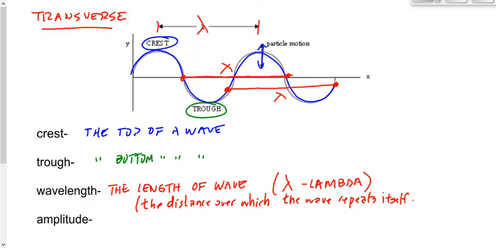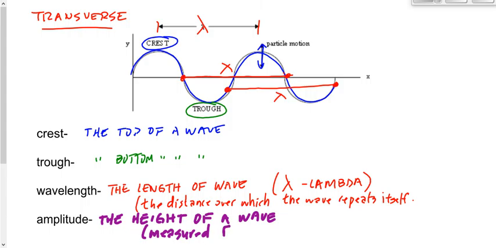Now the amplitude of a wave is the height of a wave. But you got to be careful with that. It's measured from the equilibrium. And what we mean by that is it's measured from that x-axis there. In other words, this would be the amplitude. The height of the wave measured from the equilibrium.